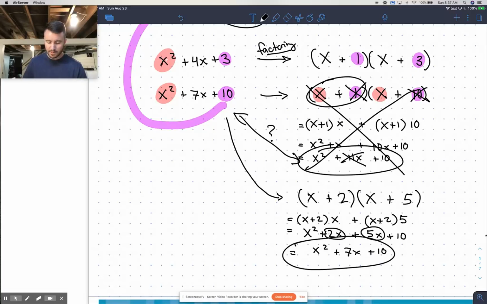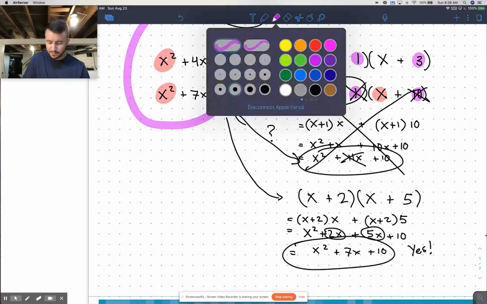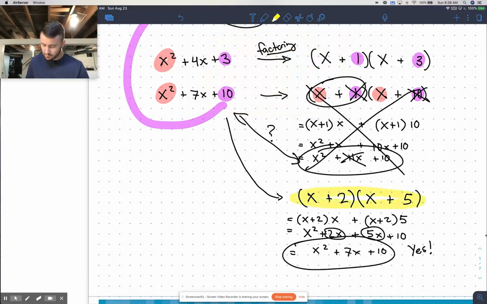Did we get the trinomial we wanted? Yes, we did. So what was the correct factorization of that trinomial, x squared plus 7x plus 10? It's the one that has the x plus 2 times x plus 5. So that's the solution, essentially. So these are the factors. So if I were to say, here's your trinomial, x squared plus 7x plus 10, and I'd like you to factorize it or factor it into binomials, you would say the answer is x plus 2 times x plus 5.